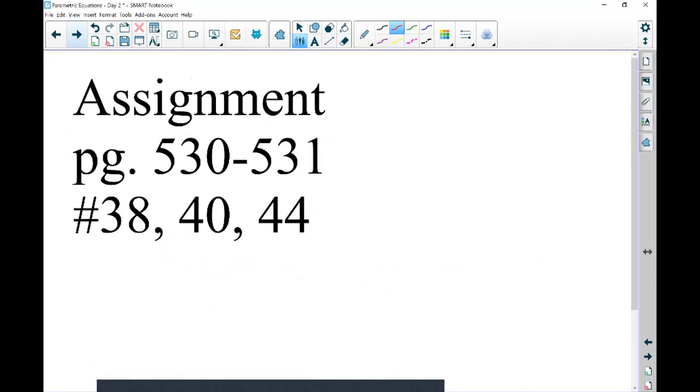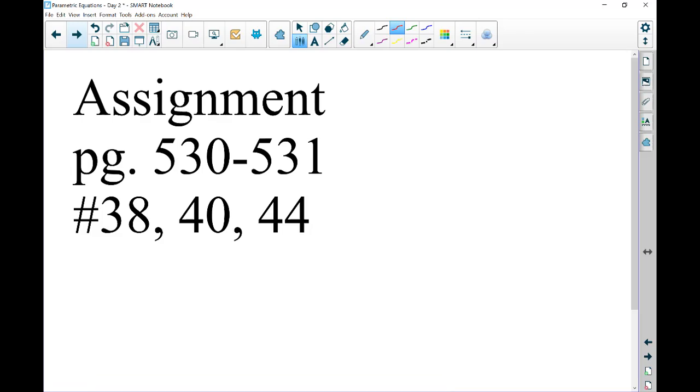And your assignment: 38, 40, and 44 on the same handout that I gave you on Friday. Just the bottom of the front side and a couple problems on the back side.